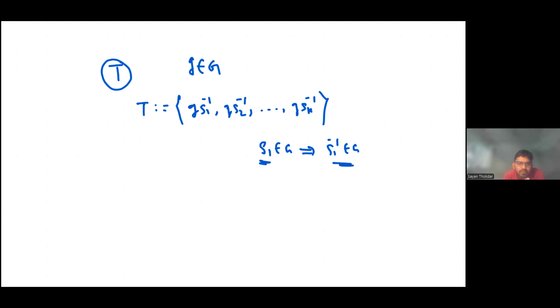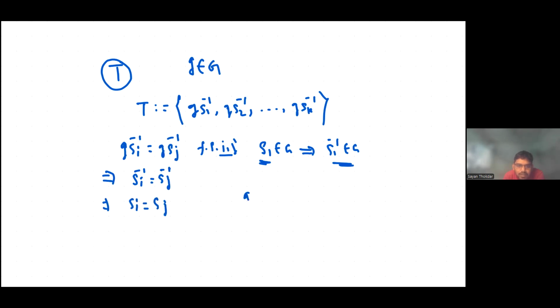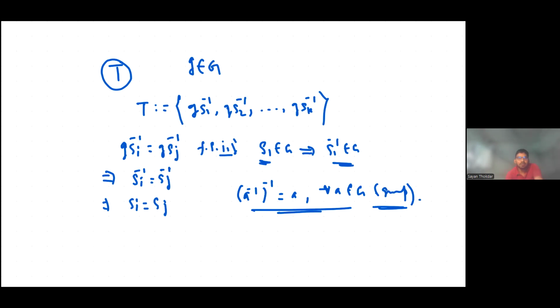So suppose for some I and J, G S_I inverse is equal to G S_J inverse. Since G is a group element, its inverses exist. By the left cancellation law, what can I show? That S_I inverse equals S_J inverse. Again, this property holds in groups, so the inverse exists. So from there we get S_I equal to S_J, because A inverse inverse is A for every A in G, where G is a group. This property holds. So from that, we are concluding that it can't be possible.